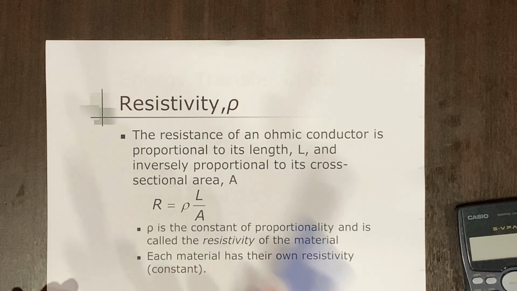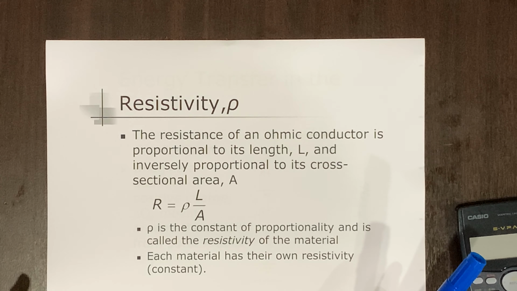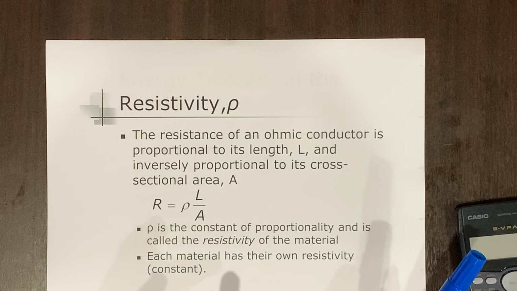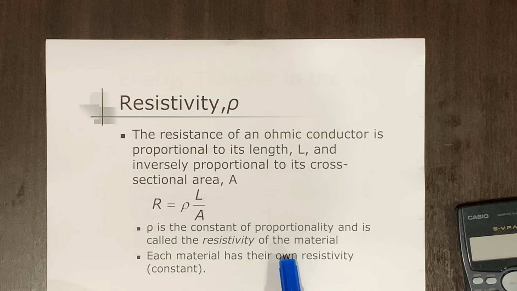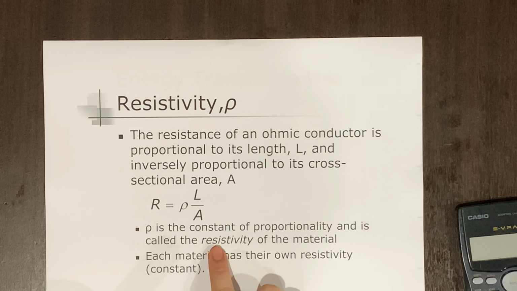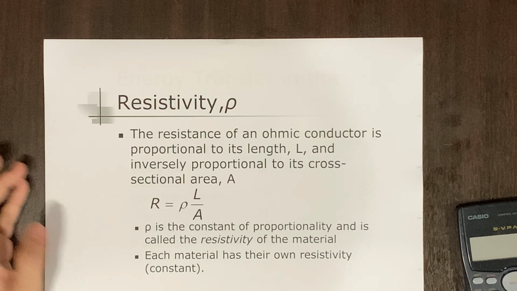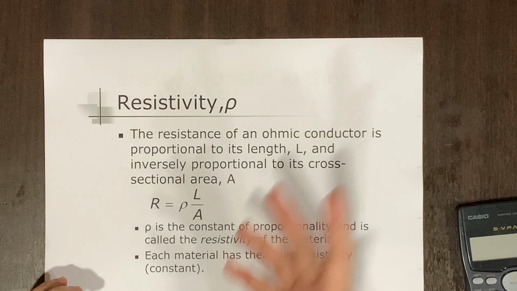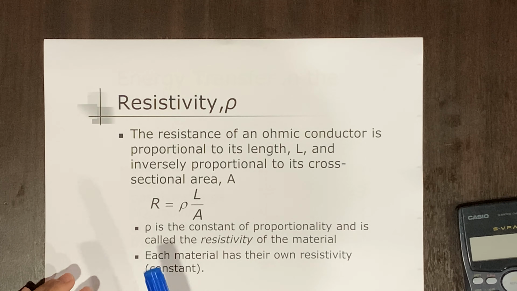Okay, next, resistivity. What's the difference between resistance and resistivity? Resistance is the measurement from a resistor. The resistor measures resistance. Resistivity is the property of the material. Each material has its own resistivity. For example, aluminium has its own resistivity. What else? Iron has its own resistivity. So each material has different resistivity.